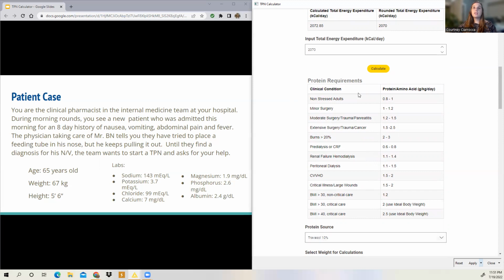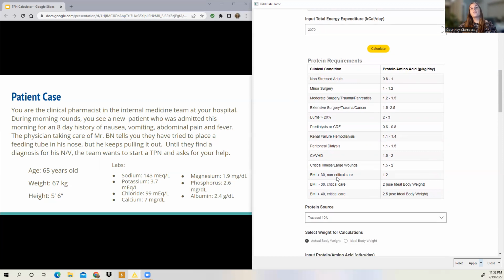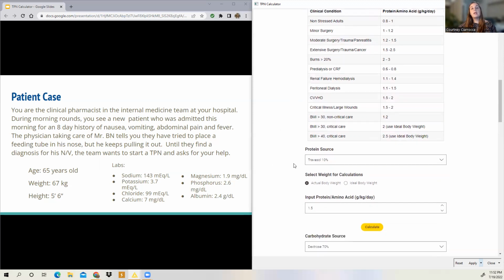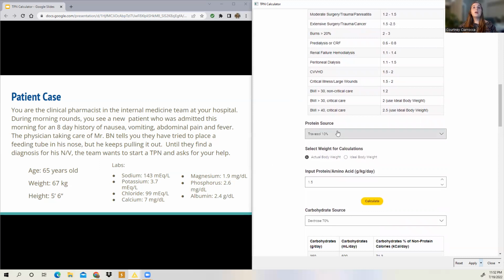In which, depending on the patient's clinical condition, the amount of protein we need to give them is affected. And so for our patient, he falls into our pancreatitis section, and so we opted to do 1.5 grams per kilogram a day for the protein. And so once we have that, we can enter it here, and then we choose our protein source. These are 2 that the hospital uses, and we're going to stick with the Travasol 10%.